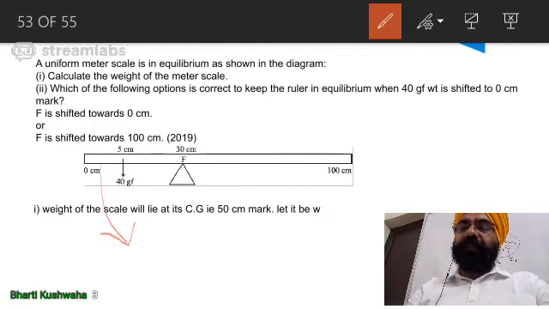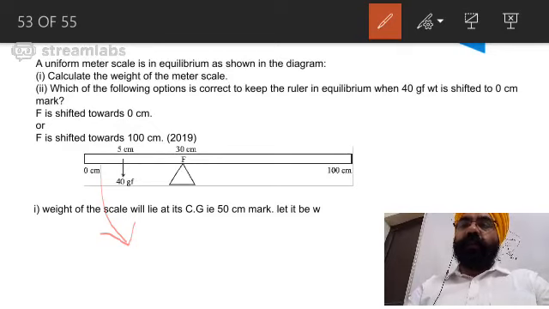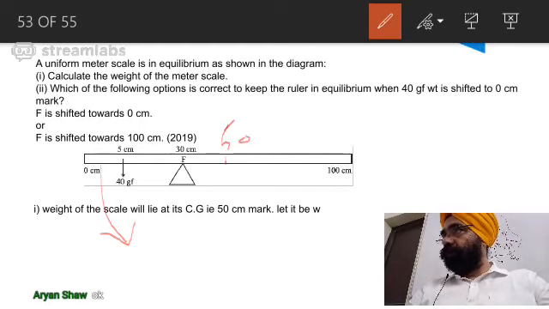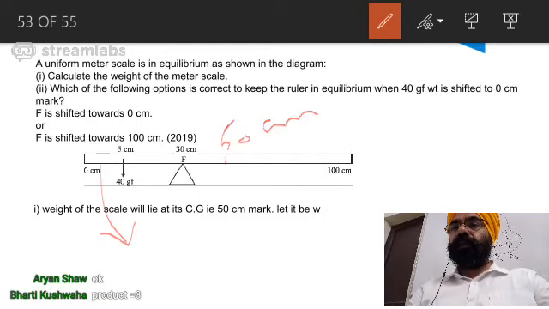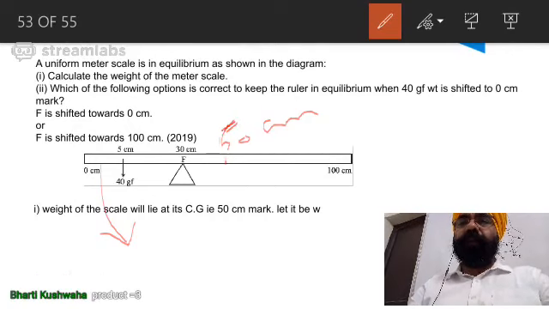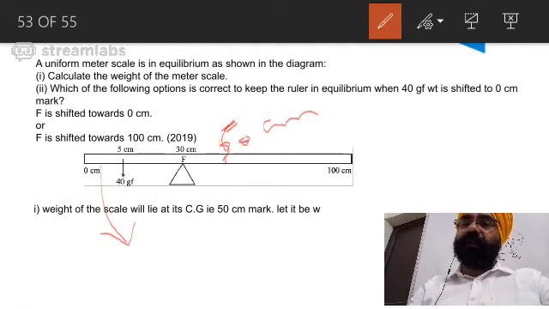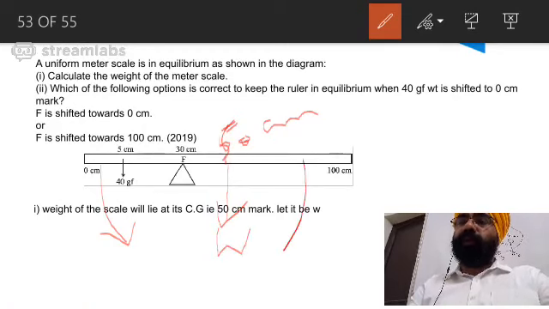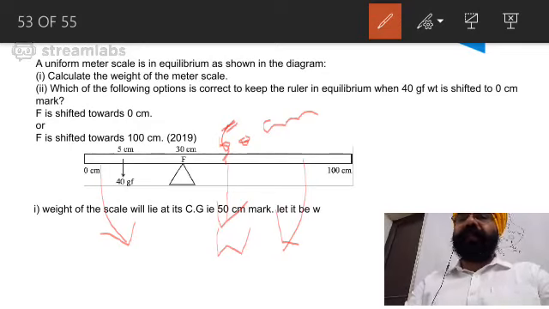And where is it acting? It is a meter scale, 100 centimeters, so its center of gravity will be at the 50. Sorry, Shingarika says long distance? No, sorry, Shingarika. It will be acting at the center of gravity. The center of gravity is at 50 centimeters, which means the weight of the scale is causing the clockwise moment, which is balancing the anti-clockwise moment, and hence the scale is in equilibrium.